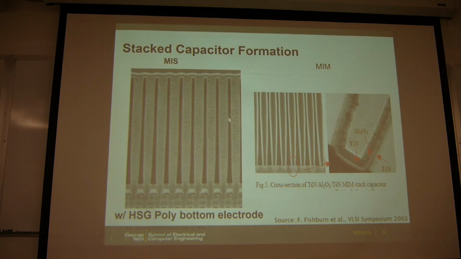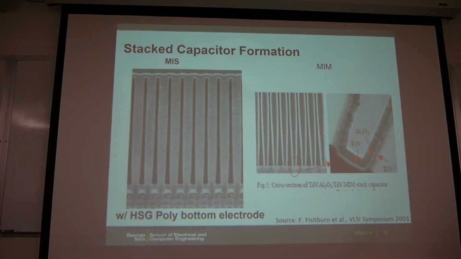And here are some images for those capacitors, like the MIS or MIM structure. So here these are the two electrodes, and then this lighter color is the insulator, aluminum oxide in this case. So this is the side view of those capacitors, stacked capacitors.